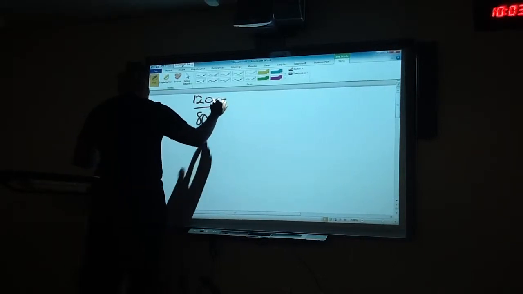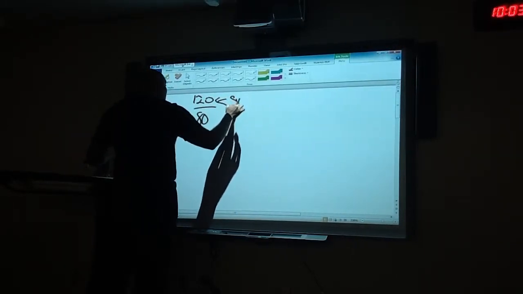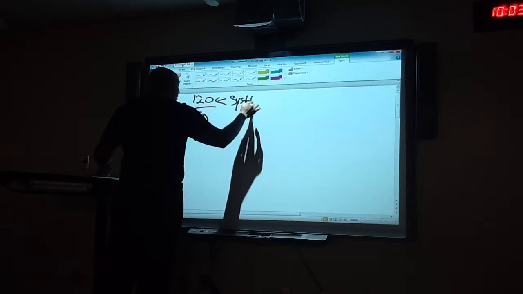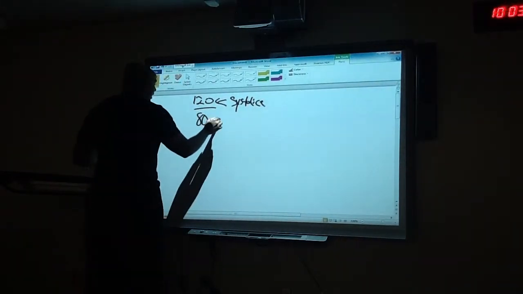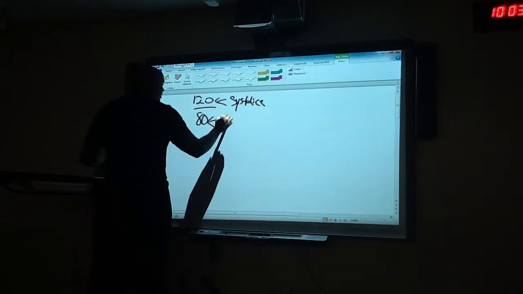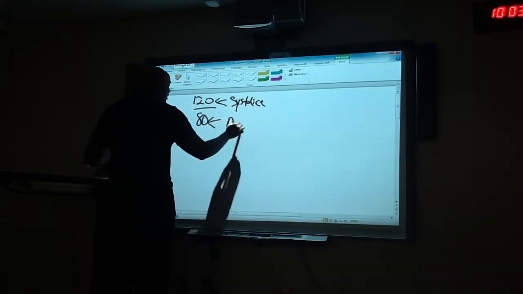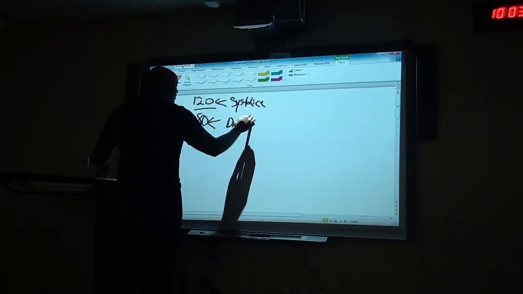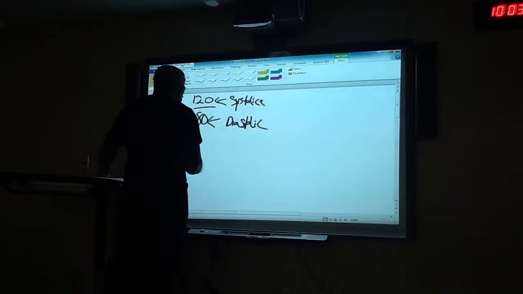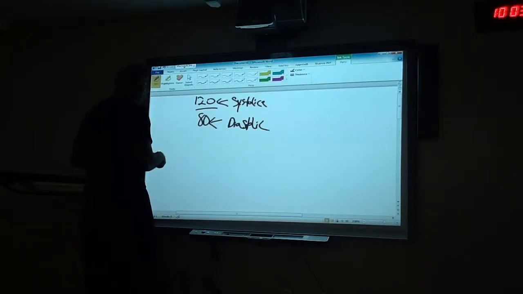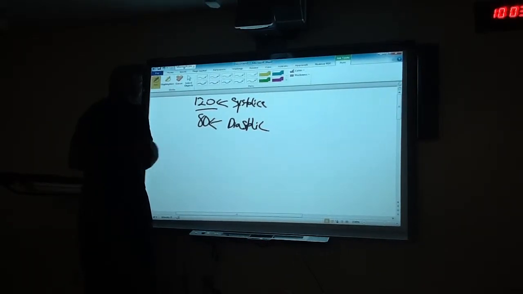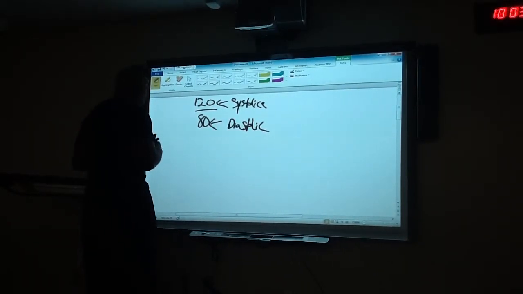So the top number is our systolic. That's the first sound that you hear when you're listening manually for blood pressure. And the bottom number is the diastolic. And that's the last sound that you hear, excuse my writing, but that's the last sound that you hear as the sound fades and you're listening for blood pressure manually.